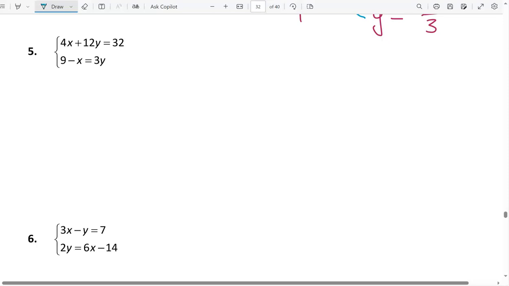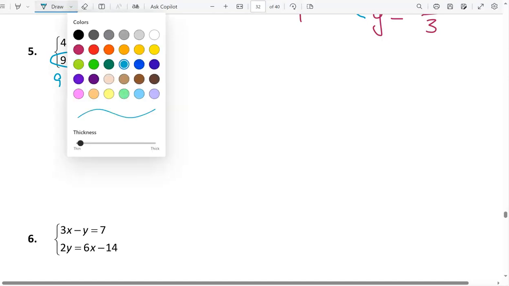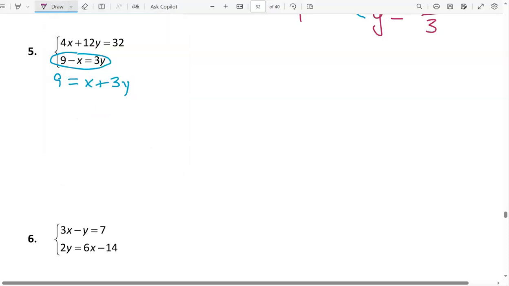This one I'm going to just rewrite in standard form. So I'm going to take this equation here, and I'm just going to add x to both sides. So 9 is equal to x plus 3y. Now both equations are in standard form. So I have 4x plus 12y is equal to 32.